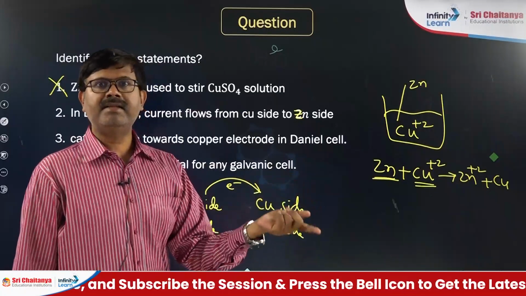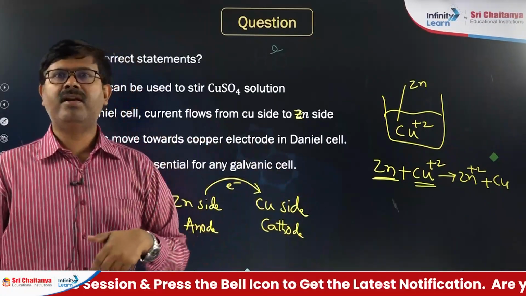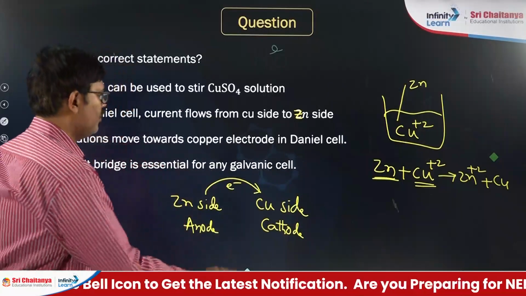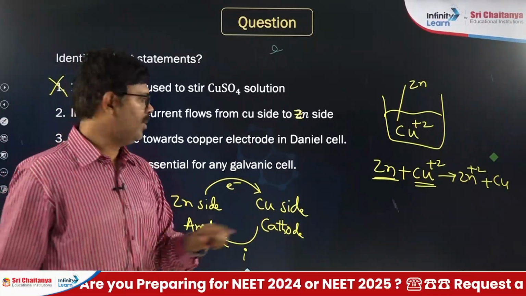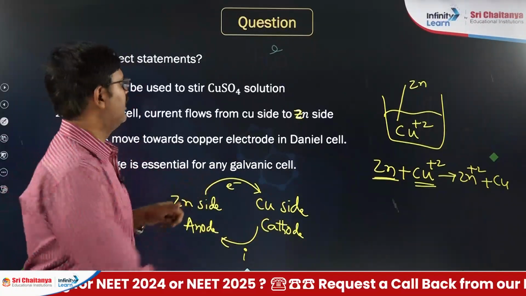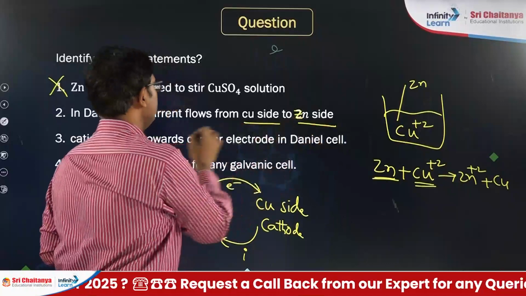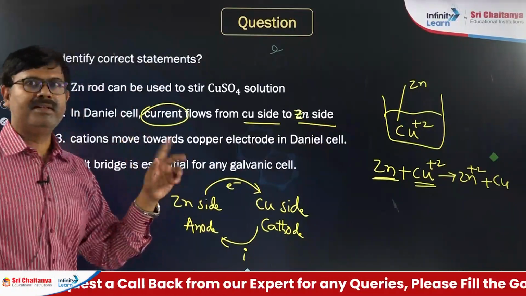Whereas the direction of current is opposite to the direction of electrons. So, the direction of current is like this: cathode to anode, that means copper side to zinc side. That is what they are saying, copper side to zinc side. Therefore, this is the correct statement.